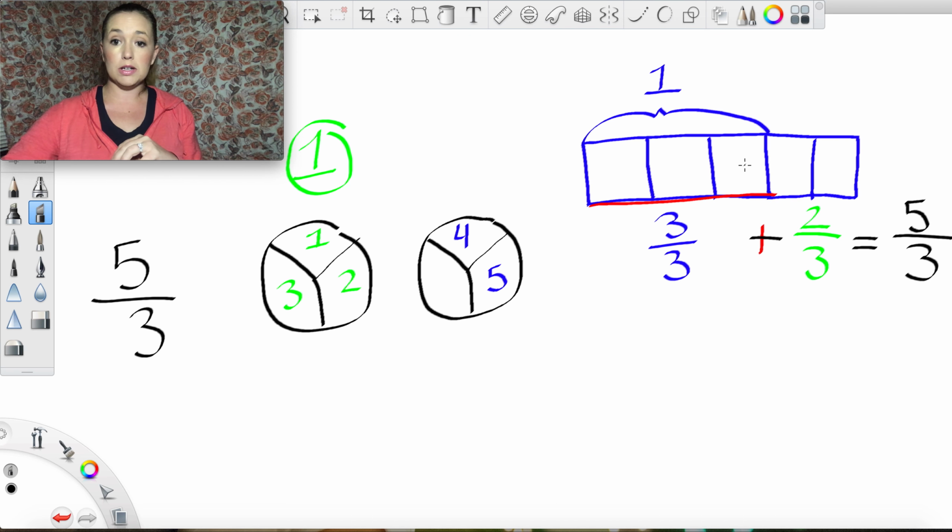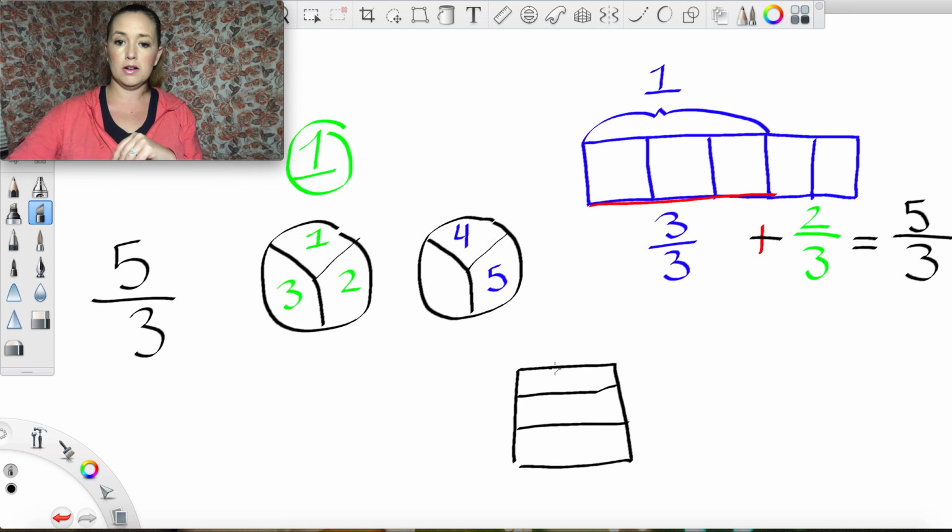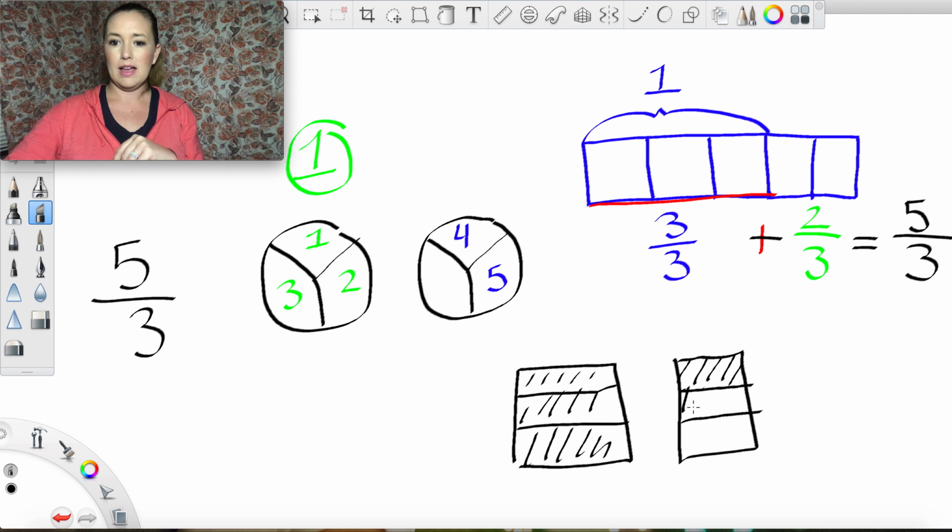Or if you also wanted to show it, you could have also done an area model. Okay, so here's my thirds. I've got 3 for my whole. Well, that means I need to make another whole. And I'm not being super careful because they're not even. When you do it, I want you to be really careful. And I have 5/3. And that's how I would show 5/3.